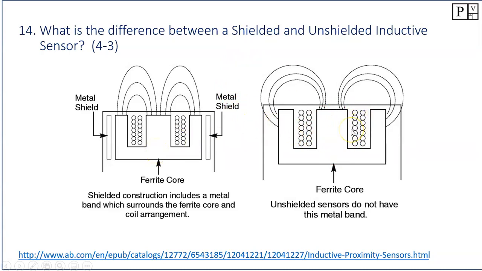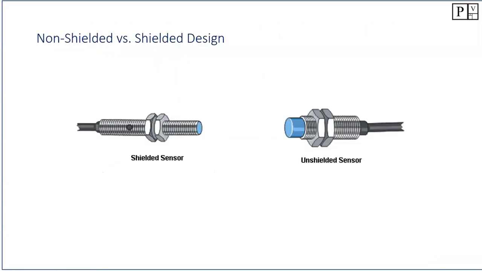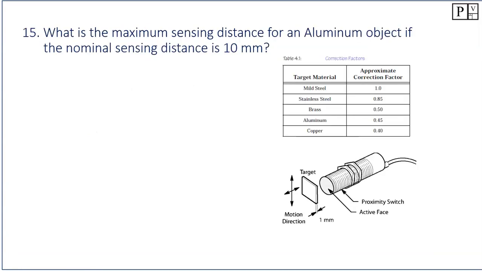This one you cannot flush mount in metal. This one you can flush mount in metal because it has these 2 shields that suck the magnetic field into the front face of the unit. Okay, so most of the time you'll be using an unshielded sensor.